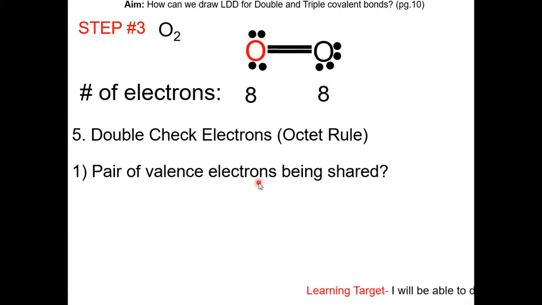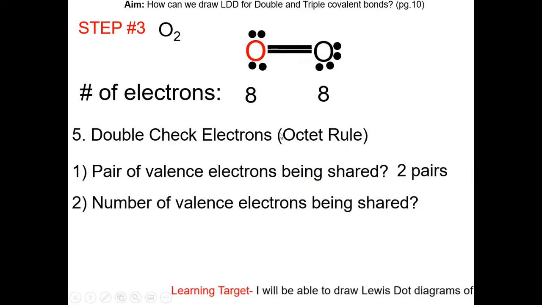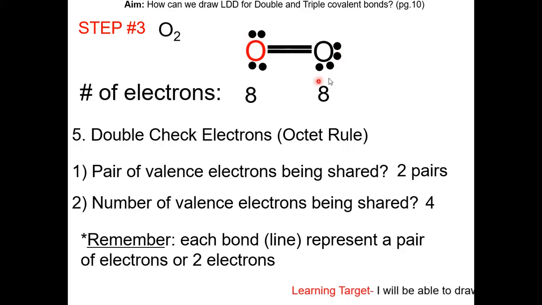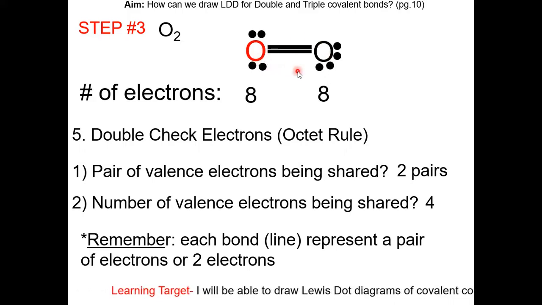How many pairs of valence electrons are being shared? Since it's a double bond, it is 2 pairs. Number of valence electrons being shared, a double bond is 4 electrons. So remember, each bond or line represents a pair of electrons or 2 electrons. Another way to check your answer is that according to the guideline, each oxygen typically forms 2 bonds. So in the case of O2, each oxygen has formed 2 bonds.